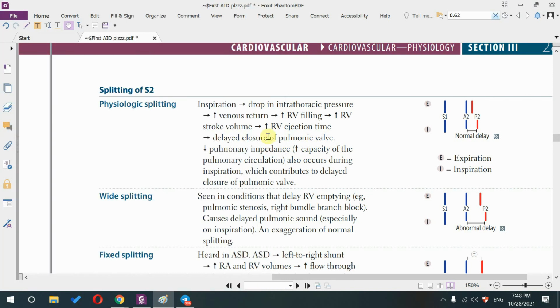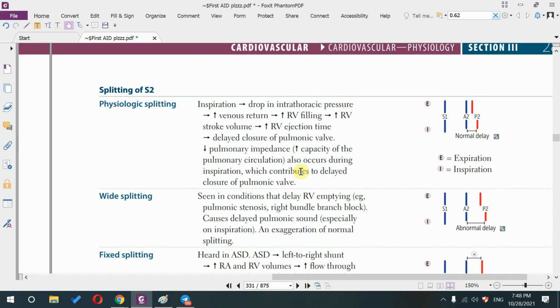So, they write: drop in the intrathoracic pressure leads to increase in the venous return, leads to increase in the right ventricular filling, obviously. More right ventricular stroke volume, more right ventricle ejection time. That leads to delay in the closure of the pulmonic valve, and that leads to the split, the physiological split.